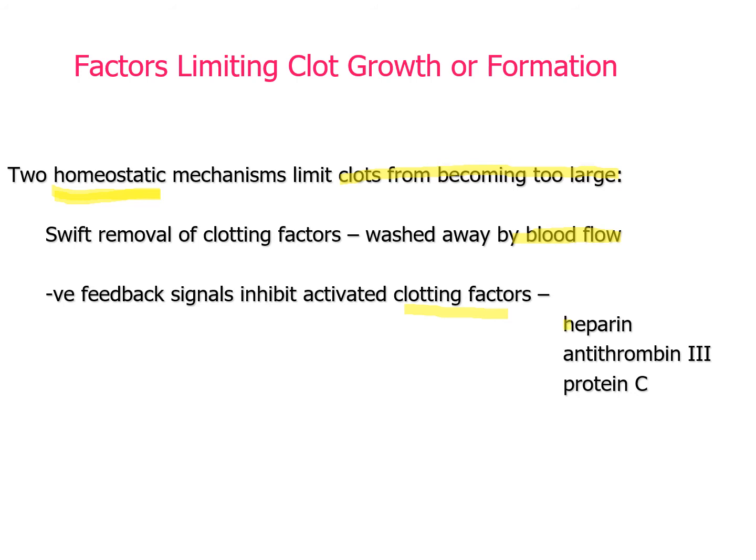vasculature. And they include heparin, which is used as a drug. Maybe some of you have heard of it being used as a drug administered to people to prevent blood clotting, but it is a natural substance produced by the cells lining the blood vessels. There's another one, antithrombin 3, and protein C, which is also very important. So these anticoagulant molecules and the active action of the blood flowing past diluting restricts the clot to the area of injury.